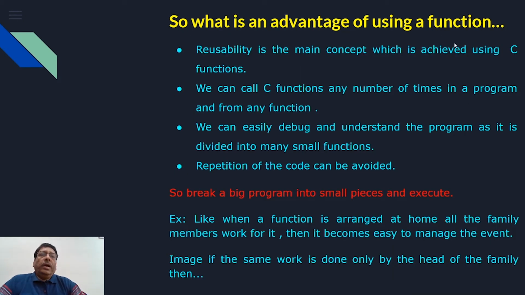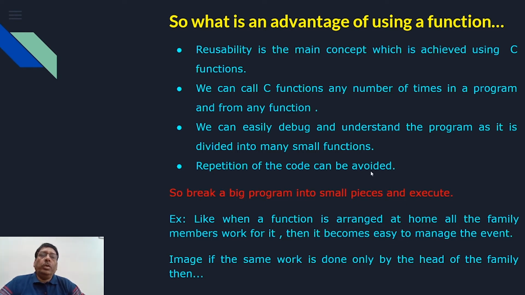So what is an advantage of using a function? The advantage is you can write a function one time, and you can use it many times. That means you will find reusability within the code. We can call C functions any number of times in a program and from any other function. We can easily debug and understand the program as it is divided into many small functions. Repetition of the code can be avoided.